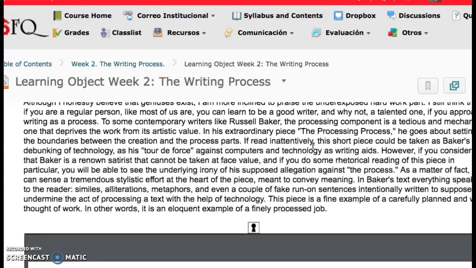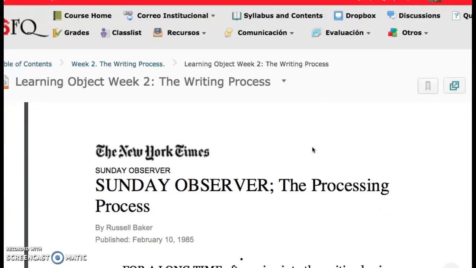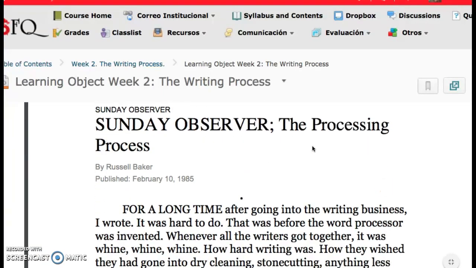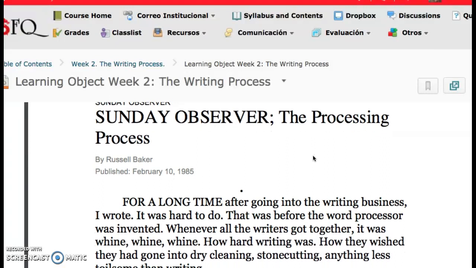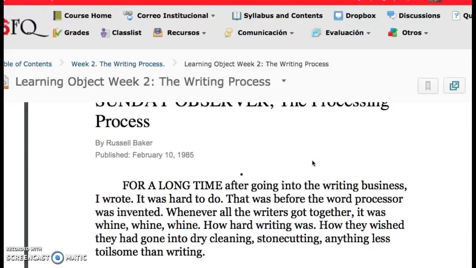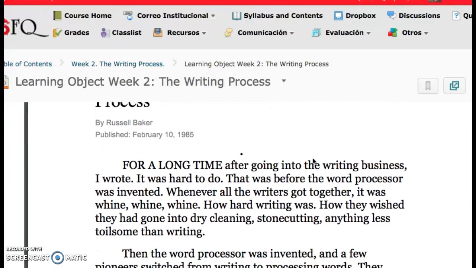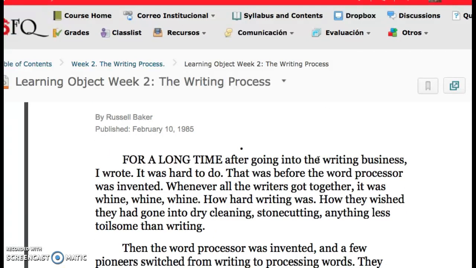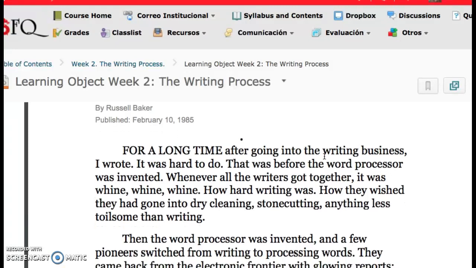You should read this thoroughly. I'll give you a very good example written by Rosa Baker, a journalist from the New Yorker, and in this case it's from the Sunday Observer, and this is about writing as a process. This is a fun article or essay, and I'm going to get back to this essay in week 5 when I introduce the analytical essay. I use this essay as an example.